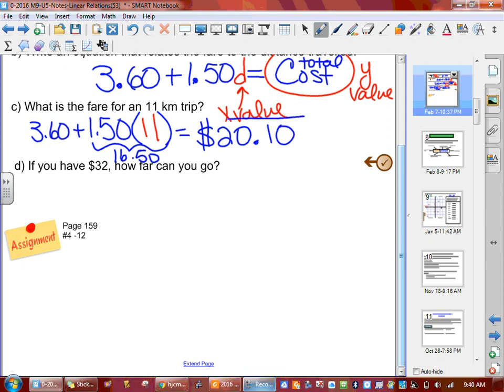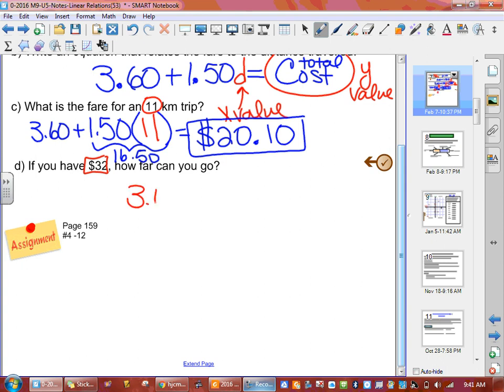Letter D. How is letter D different from letter C? Okay, they're going to give us the money value instead. So what are we doing? That's exactly right. So in letter C, we were given the X value and asked to find a Y value. In letter D, we're given a Y value and we're asked to find an X value. This is where we solve for X. So we've got $3.60 plus $1.50 D or K, whatever you want, equals $32.